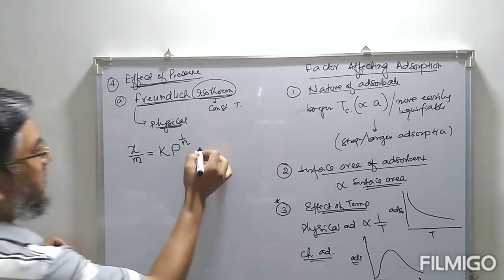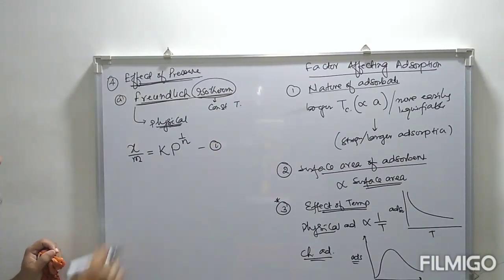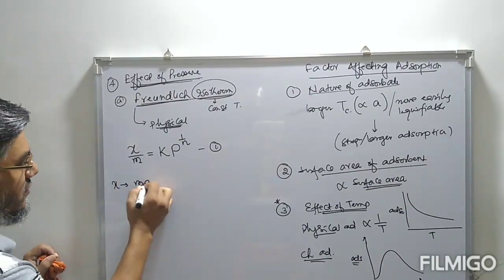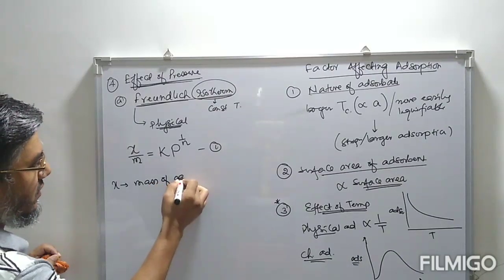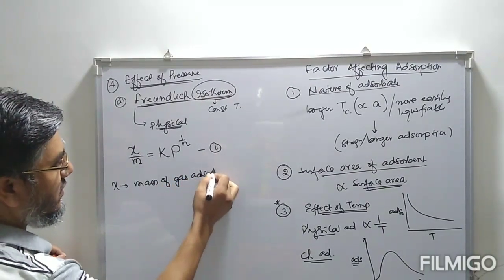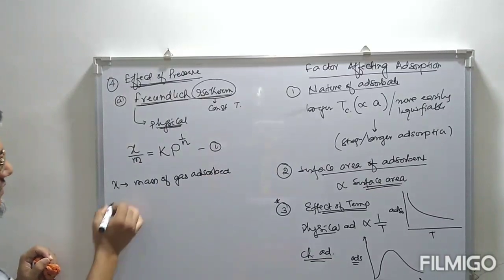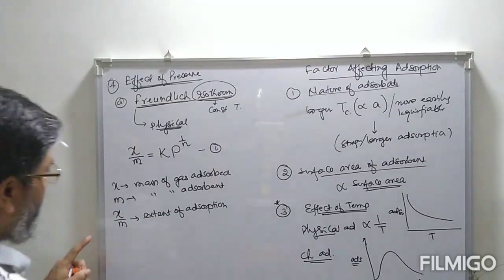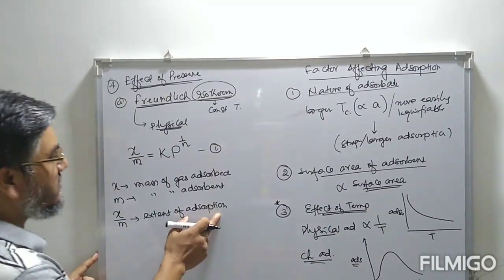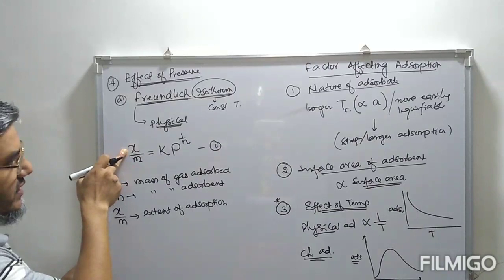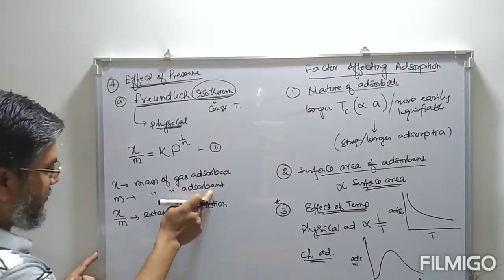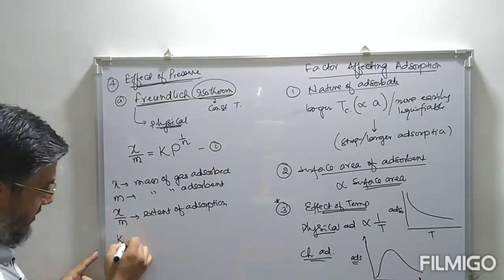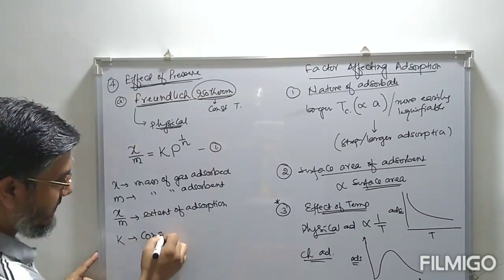So let this be equation A. Let's expand the terms involved here. This x is mass of gas adsorbed. So extent of adsorption is nothing but mass of gas adsorbed per gram of adsorbent, that is defined as extent of adsorption. K is a constant.